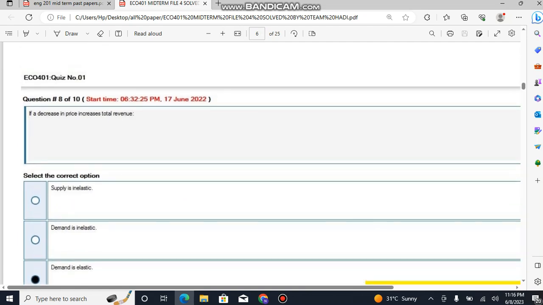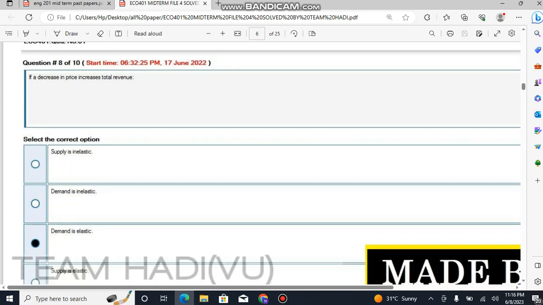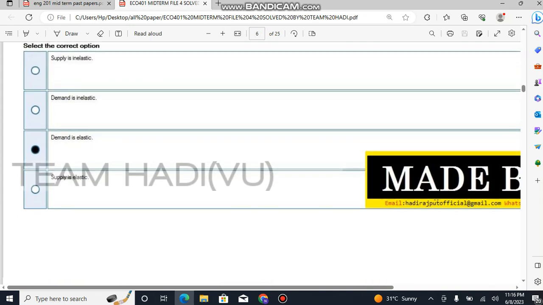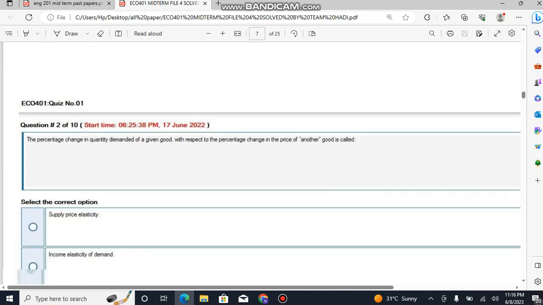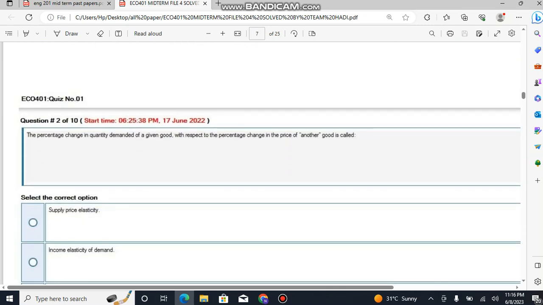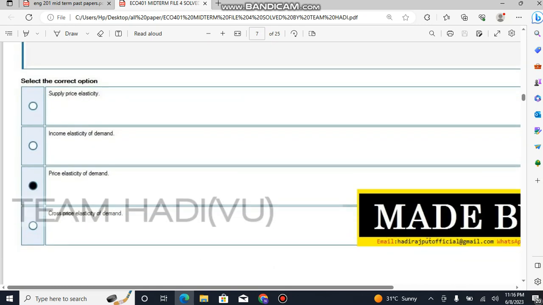If there is a decrease in the price, the increase in total revenue demand is the elastic. The percentage change in the quantity demanded of a given good with respect to the percentage change in the price of another good is called cross price elasticity of demand.